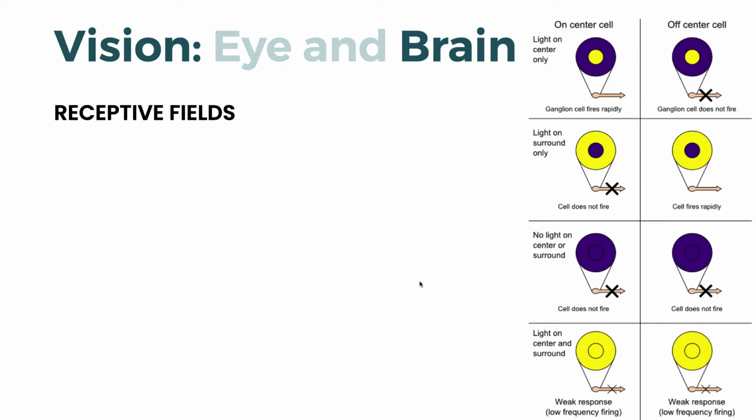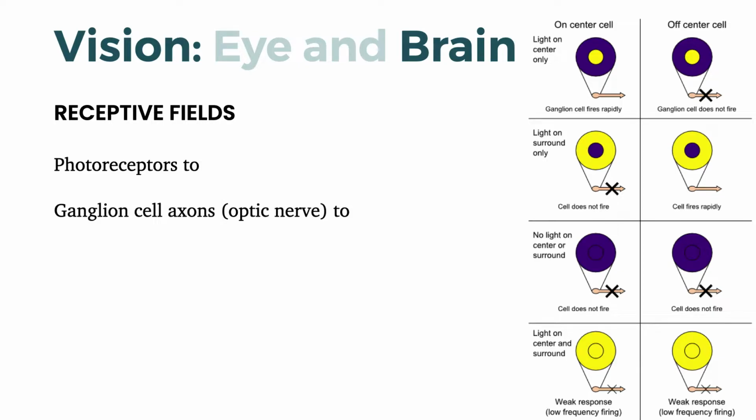So when we apply this concept to photoreceptors, here's how it's going to work. So the receptive fields of photoreceptors, it's essentially light. Okay, if light is hitting a photoreceptor, it's going to fire. Okay, now photoreceptors connect to ganglion cells.